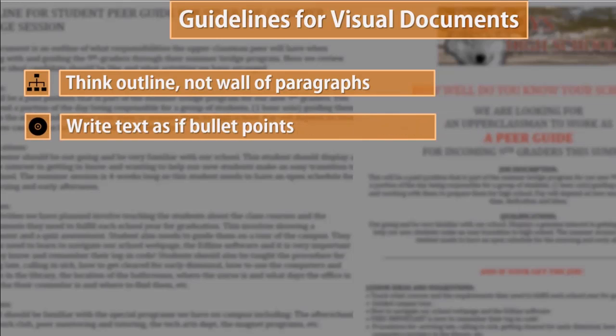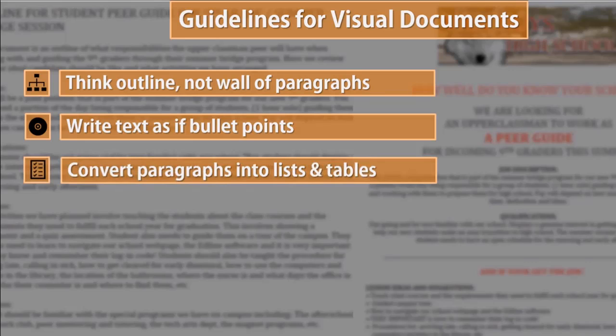Second, write text as if you're writing bullets. In other words, use fewer words, not more. Keep sentences short. Remember, there's an 80% chance that what you write will be read on the small real estate of a mobile device's screen.